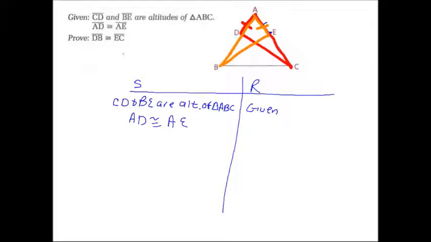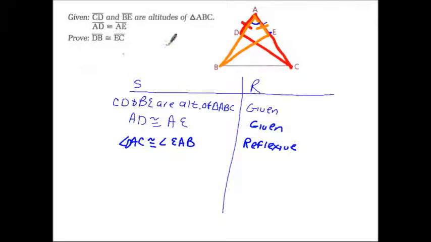Now, our step 2 is going to be to look for reflexive sides and reflexive angles. We should notice here with those red and orange colors that we have overlapping rays. Angle DAC is going to be congruent to angle EAB by the reflexive property, which is this angle up here. It's the same on the orange as it is on the red.